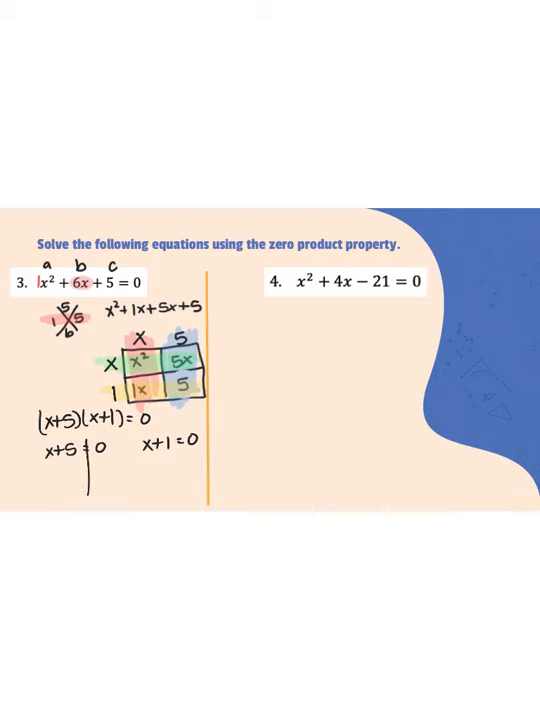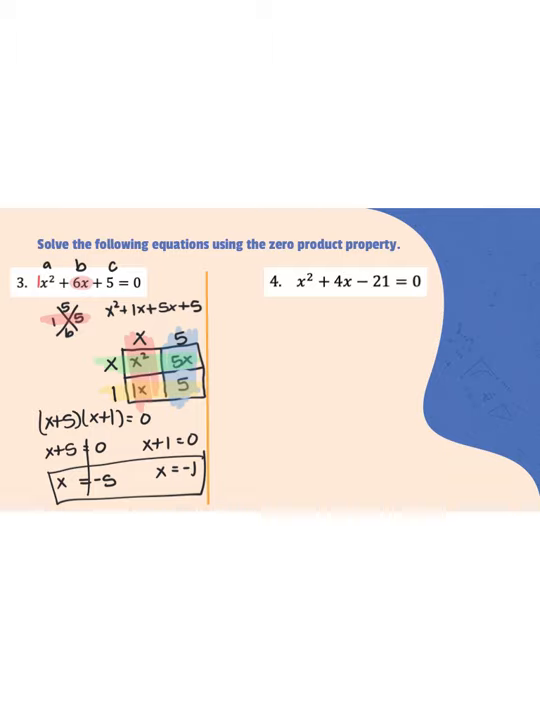Okay, this one, the opposite of plus 5, so that's going to be a negative 5. And this one, the opposite of plus 1, is going to be a negative 1. So these two are our answers right there. And then you're done with that one. Okay, so let's look at the next one.